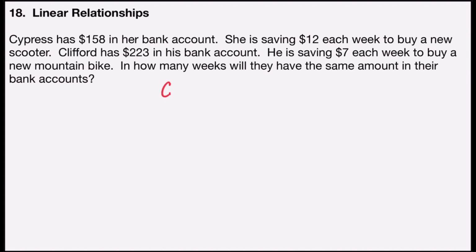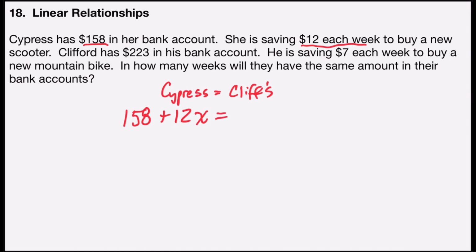So I want to know when Cypress's bank account equals Clifford's bank account. Cypress has $158 and she's putting in $12 each week. It's what I call the start value and the rate of change. Cypress has a start value of $158 and a rate of change of $12 each week. The number of weeks will be x, and we want to set that equal to Clifford's relationship. His start value in his bank account is $223, and his rate of change of savings is $7 each week.